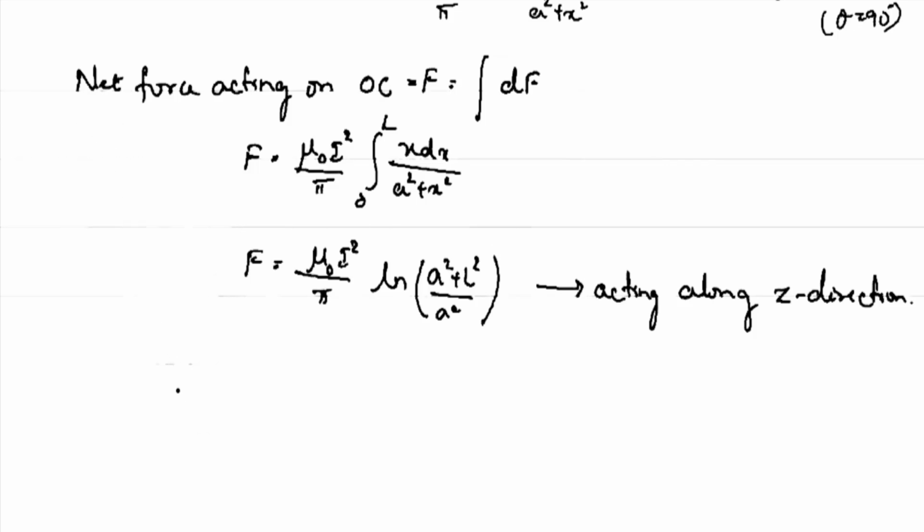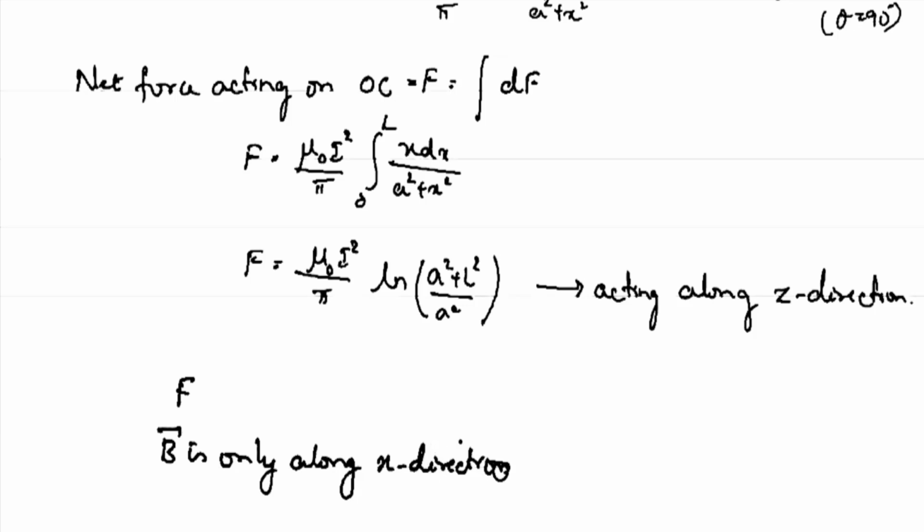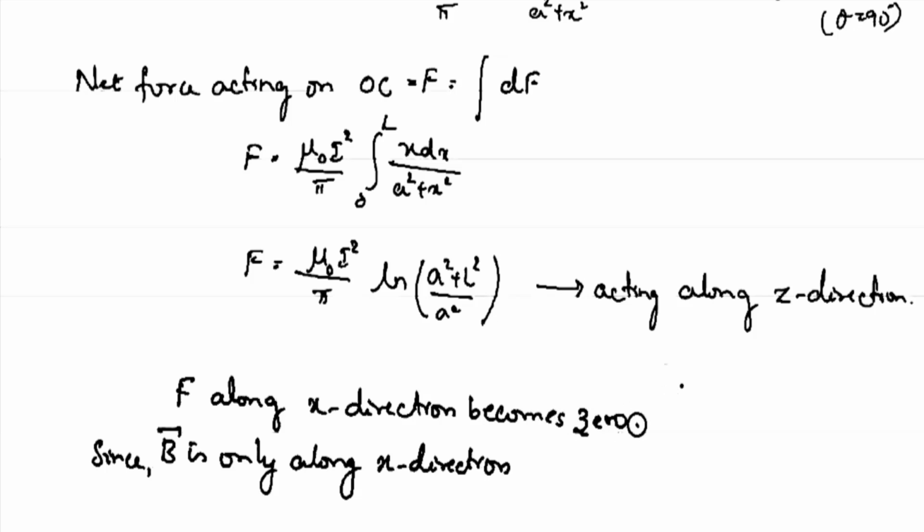So the magnetic field will be only along the x direction, and since B is only along the x direction, you have F along the x direction becoming 0. So this is the answer for the last part.